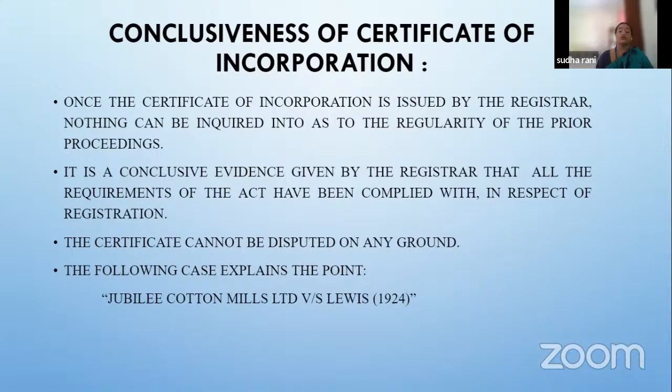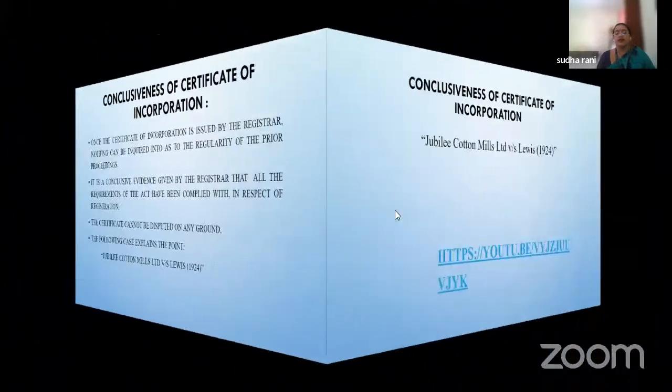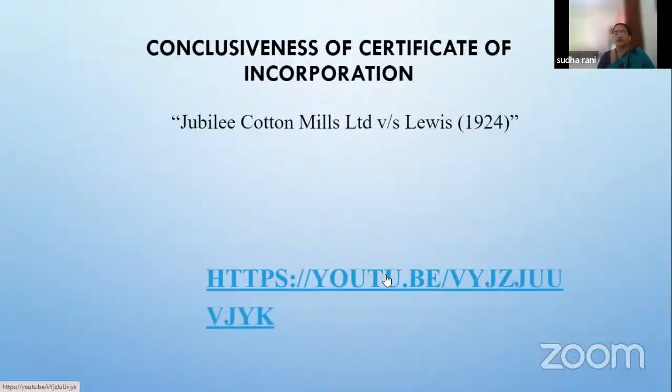But to explain how this certificate is treated as conclusive evidence that the requirements have been fulfilled by the company, the Jubilee Cotton Mills Limited versus Lewis case tells us. I'll show you one YouTube video relating to this case study. This 4 minute video, please watch.